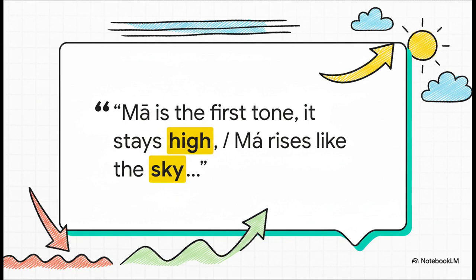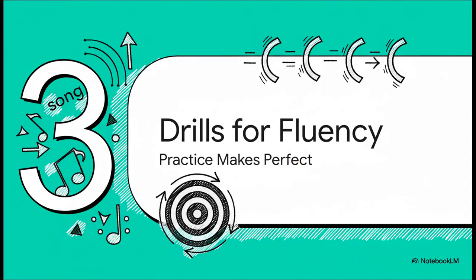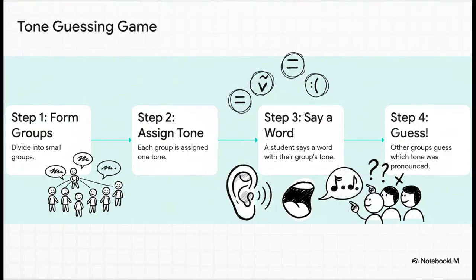See? A simple little tune like that can honestly make all the difference. All right, so this song is a great first step. But to really get fluent, you've got to move from just knowing the tones to actually doing them. And you know what that means? Practice. And one of the best ways to practice is with a game, like this tone guessing game. The whole point is to actively train your ear to pick up on those subtle differences. So you get in groups, one person says a word with a specific tone, and everyone else has to guess which one it was. It sounds simple, but that kind of active listening is every bit as important as being able to make the sounds yourself.